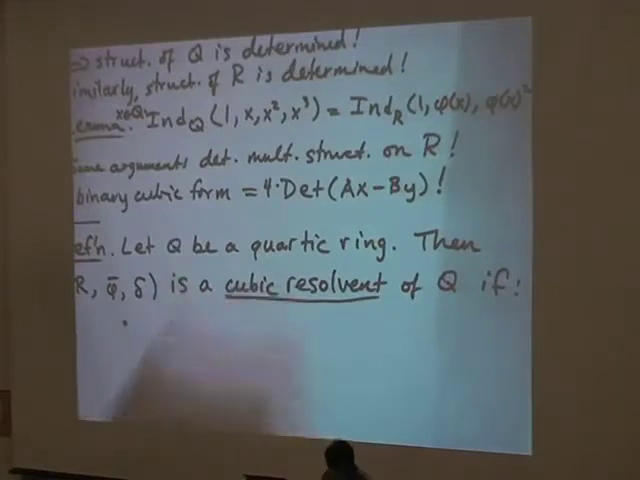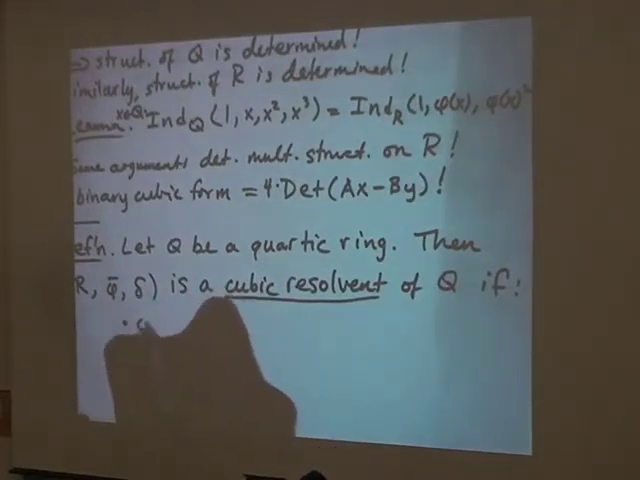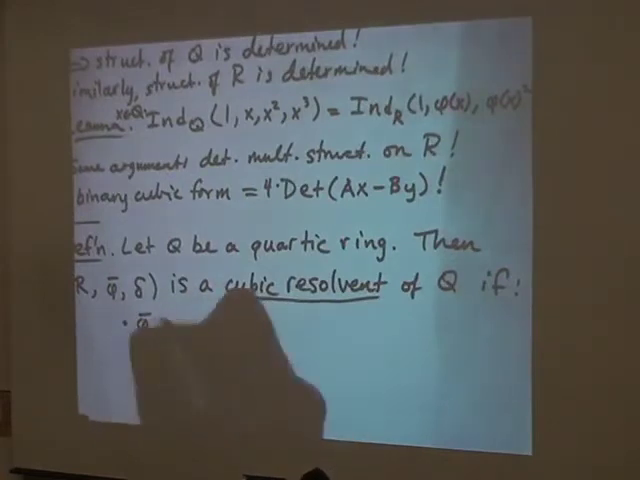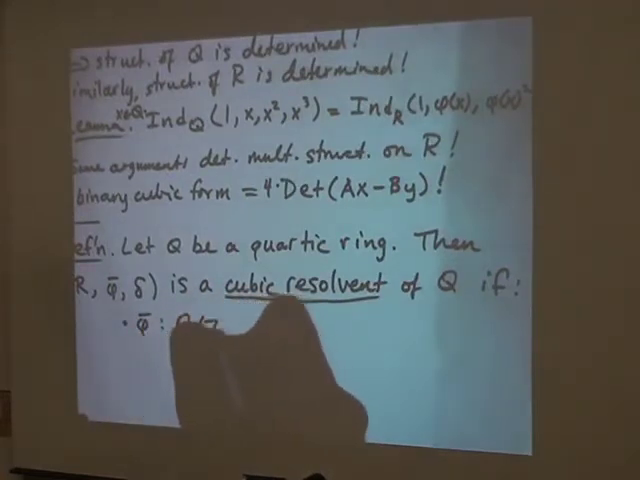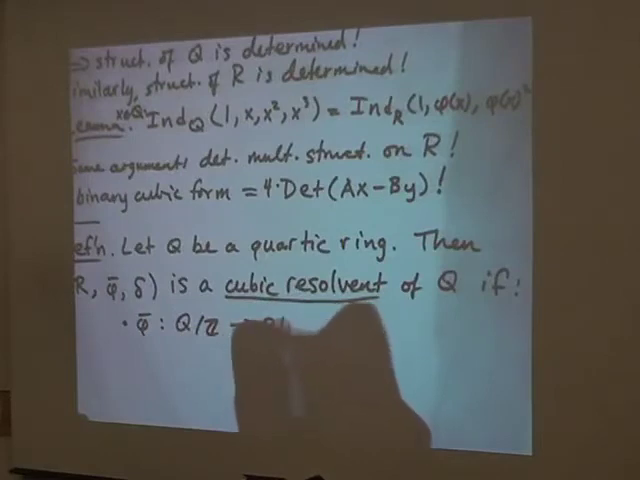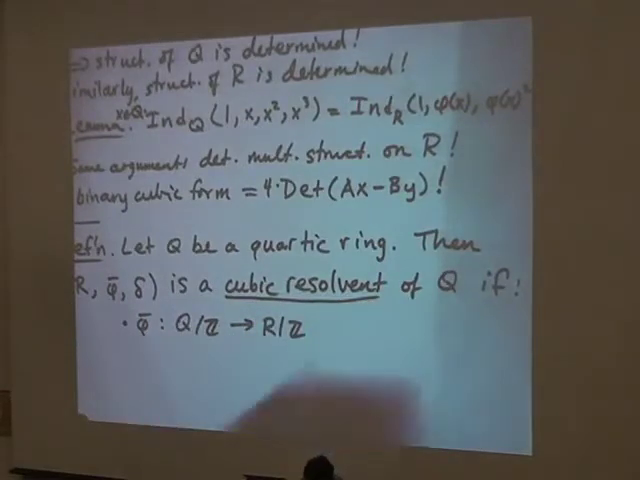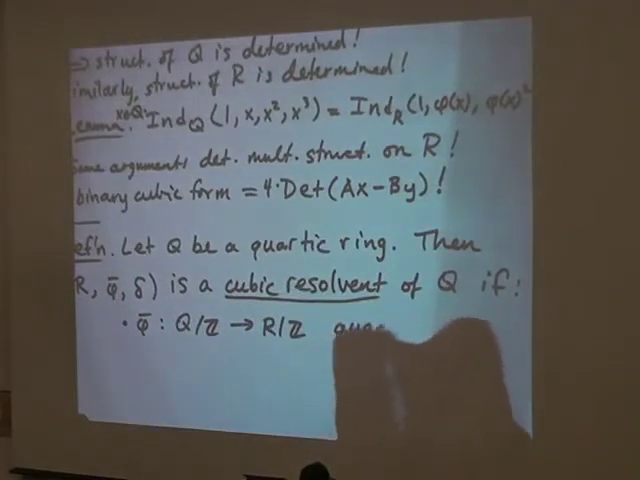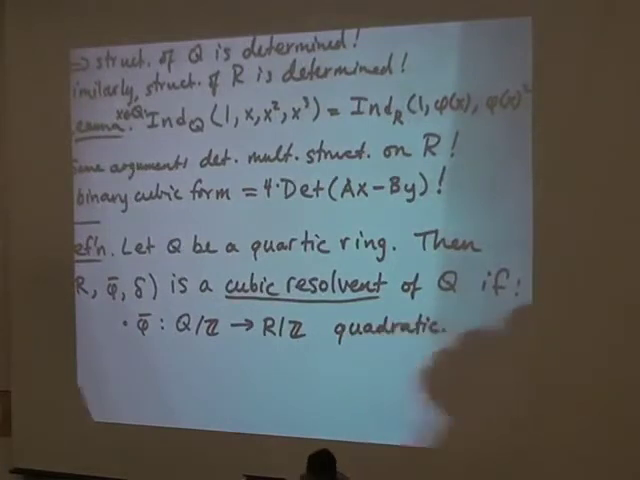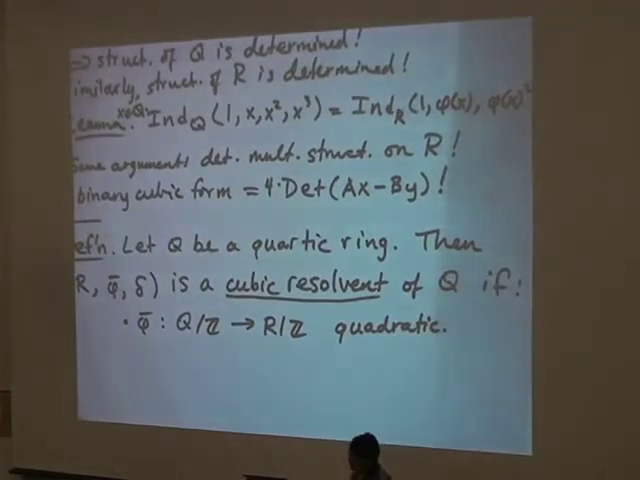So first of all, phi bar, that we've already seen before. This is a map from Q mod Z to R mod Z. And this should be quadratic. Okay, so we already saw this in the case of orders. We had a map phi bar that was given explicitly by xx prime plus x double prime x triple prime. For a general quartic ring, we're just going to require this phi bar to come along with R as this quadratic map.